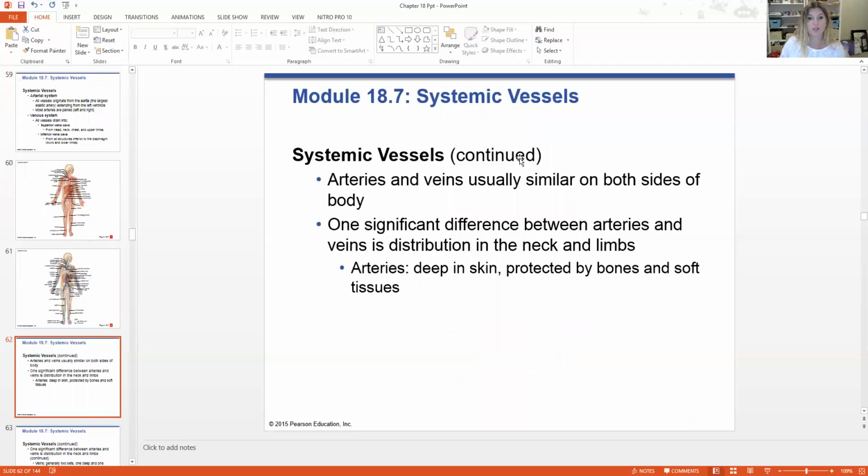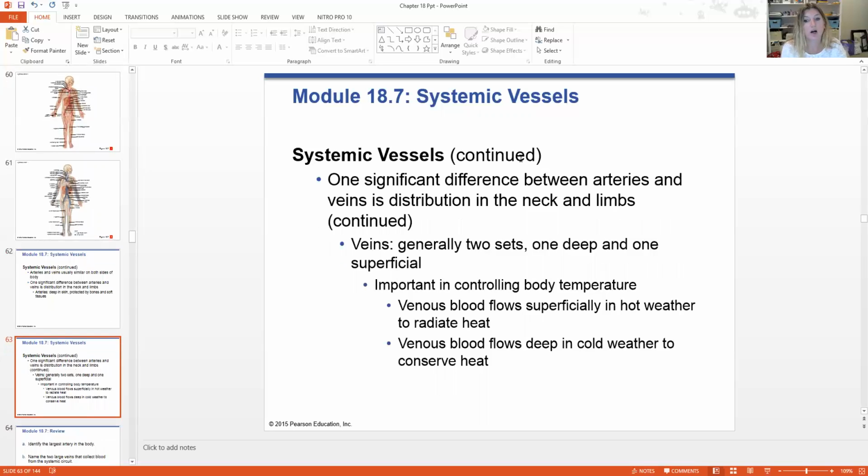So our overall systemic vessels are very similar on both sides. One major significant difference is the distribution that's within the neck and the upper limbs. So arteries tend to be deep to the skin, protected by bones and soft tissues. And we'll talk about some of these differences as we go. One significant difference between artery and vein distribution is veins are generally in two sets. Veins generally have a superficial and a deep version.